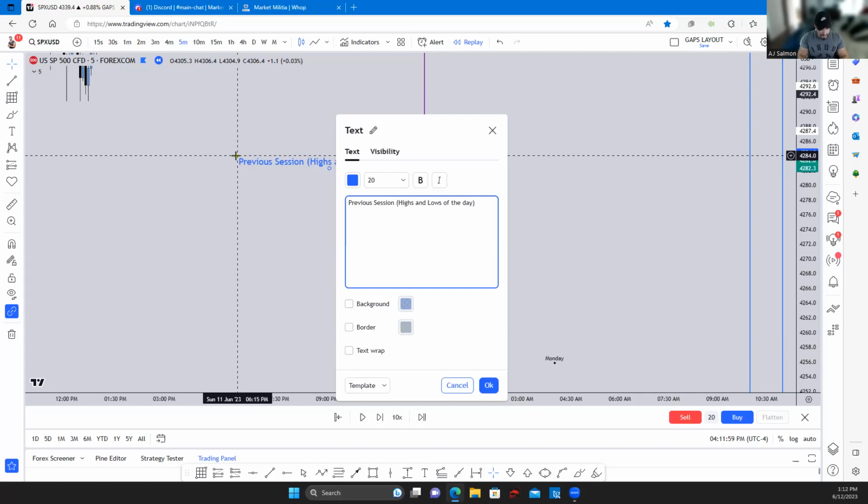Okay. Then whenever we get to our silver bullet window, whether it be London, right? London is 3 to 4 a.m. And then New York, you have 10 to 11 a.m. And then you also have the New York PM from 2 to 3 p.m. Now, this is all UTC -4 New York time. Okay.